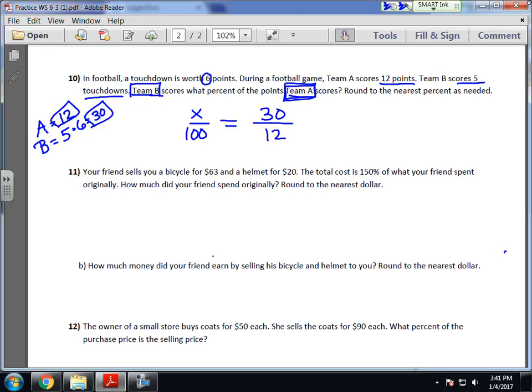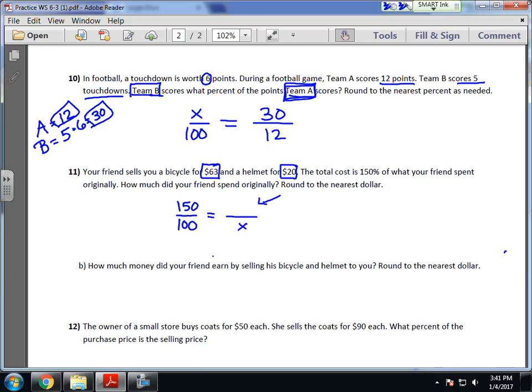All right, let's take a look at number 11. It says your friend sells you a bicycle for $63 and a helmet for $20. The total cost is 150% of what your friend spent originally. How much did your friend spend originally? So here we go. We're going to set this up. We'll put the 150 over 100. And then it wants to know what your friend spent originally.